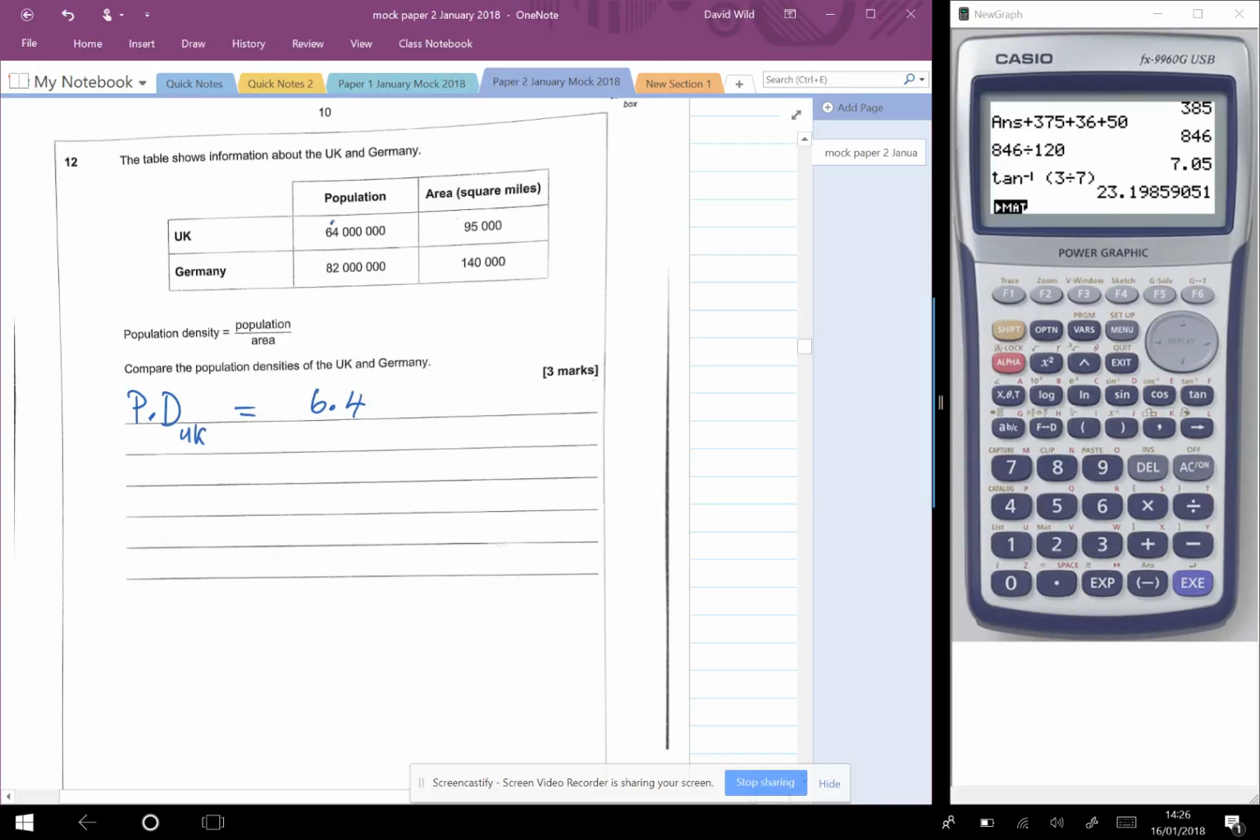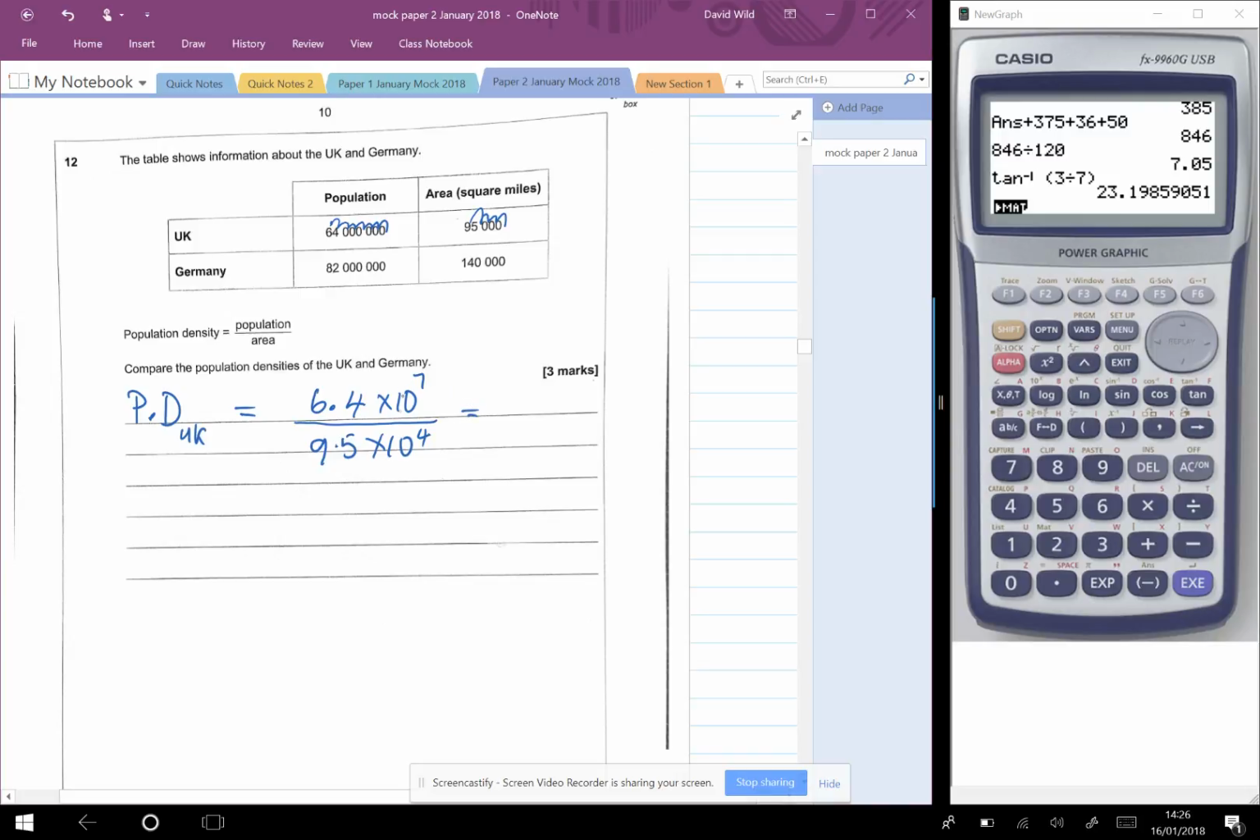6.4, and if I put my point there, I'm moving the decimal point once, twice, 3 times, 4, 5, 6, 7. So this is times 10 to the 7. Might be always worth using scientific notation for large numbers. Divided by the area. Now this is square miles, so that's fine. So this is 9.5 times 10 to the 4. And we can work that out.